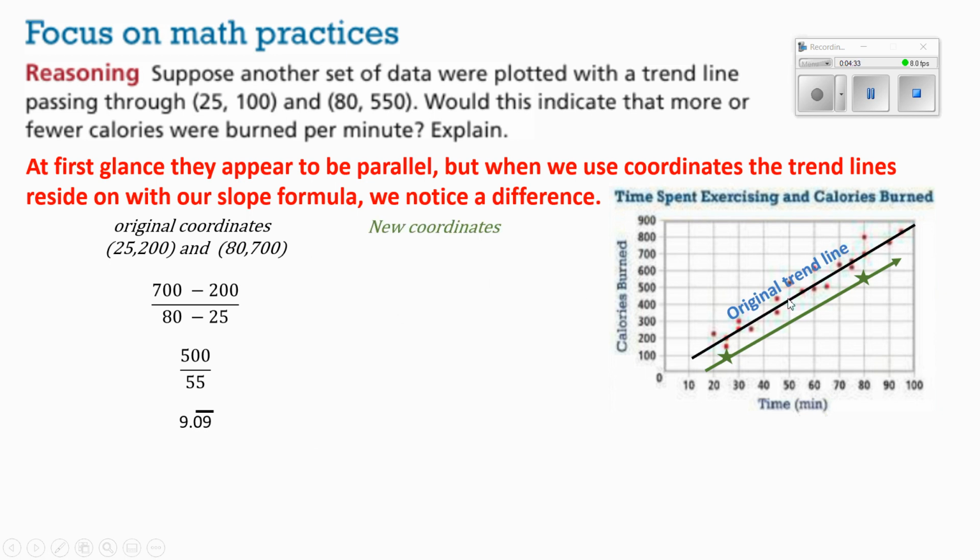Next, we're going to use the new coordinates. And the new coordinates we're using up here, 25 and 100, 80 and 550. When we use the slope formula, y2 minus y1 and x2 minus x1, we get 550 minus 100. That'll be 450. And 80 minus 25, that's 55. And 450 divided by 55 is 8.18.